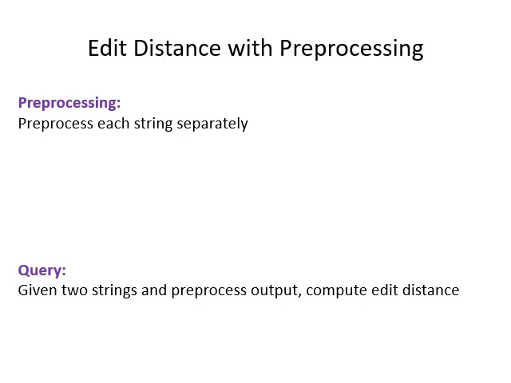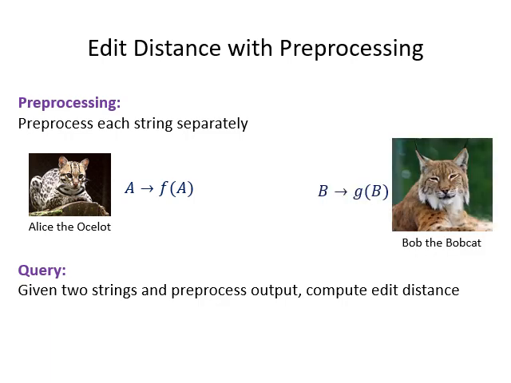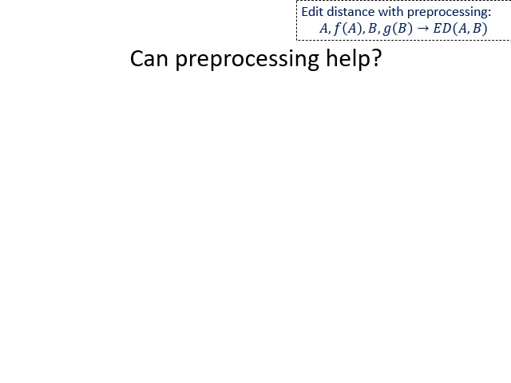So here's a formal model of edit distance with preprocessing. We preprocess each string separately. So Alice the ocelot is going to preprocess her own DNA sequence. The bobcat is going to preprocess his own DNA sequence. And then in the query step, we're given both strings and also the output of the preprocessing. We want to compute edit distance. The main question that we ask in this work is whether preprocessing can help.